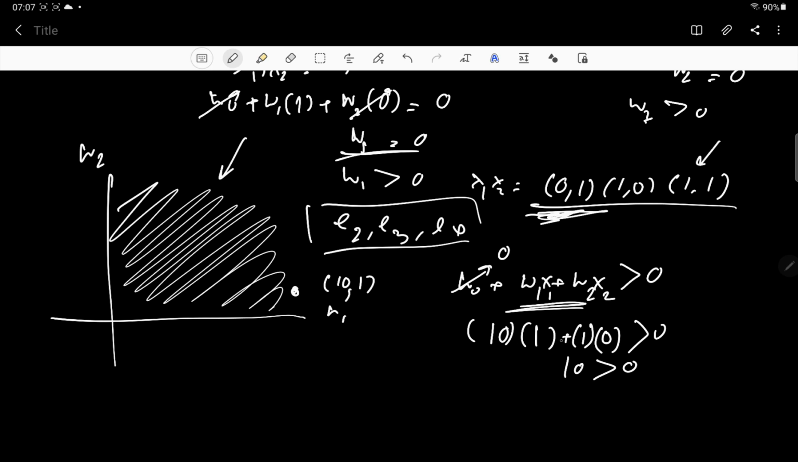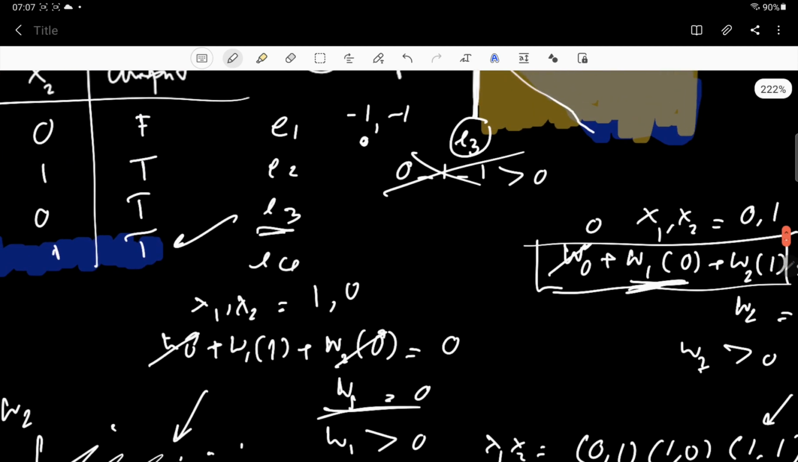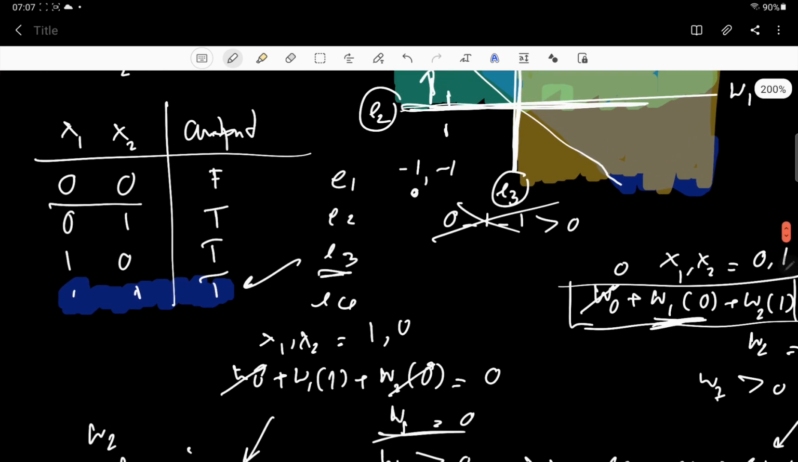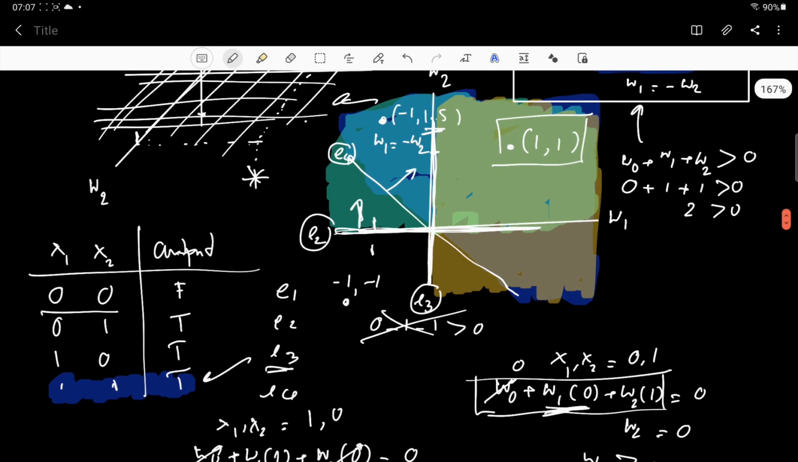And for the last one, x2 is 1 also. So the summation is 11. 11 is greater than 0. So you can see that now we can use 3 of them to classify all examples here. So if you pick up any point in this area. Okay. So guys, how about the last one? The E1. X1 is 0 and X2 is 0. W0 is 0. So guys, I'd like to use this area.